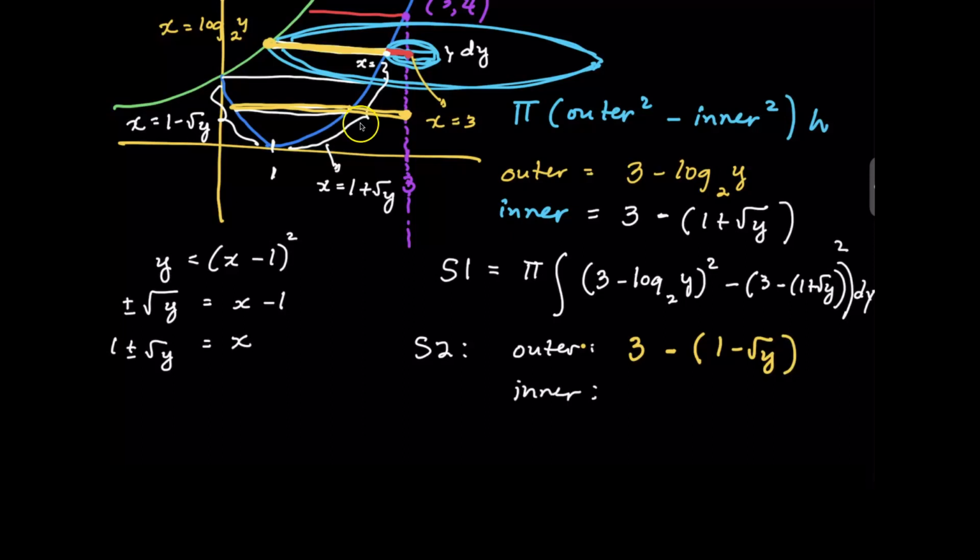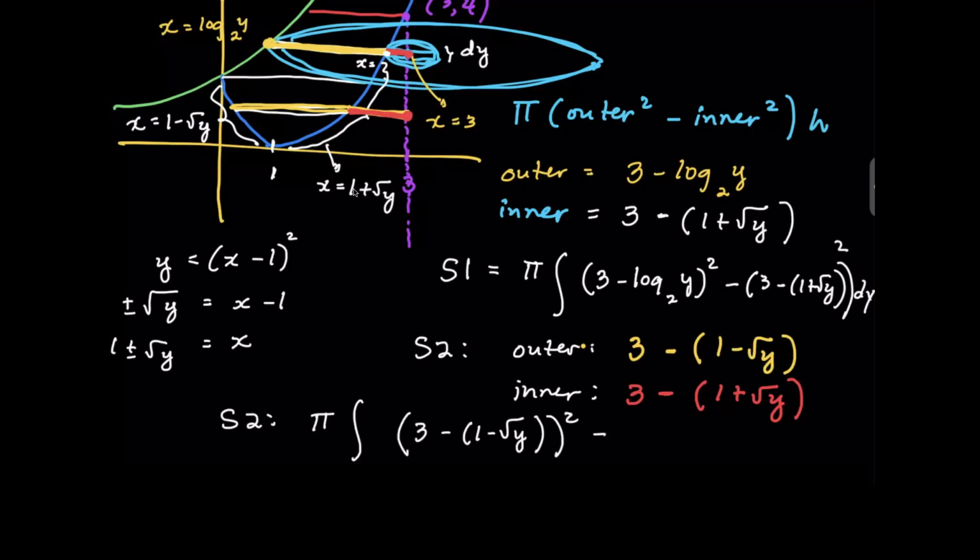For the inner, so we're starting from here. So that is 3 minus, what is the x here? The x here is 1 plus square root of y. And therefore, for our S2, it's equal to pi times the outer is 3 minus (1 minus square root of y) squared minus (3 minus (1 plus square root of y)) squared, and then I also have dy.